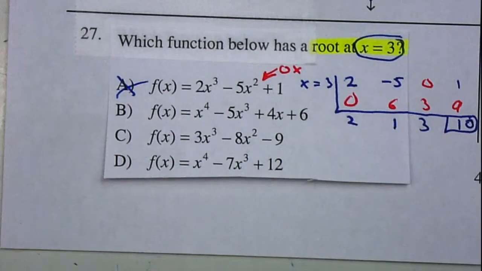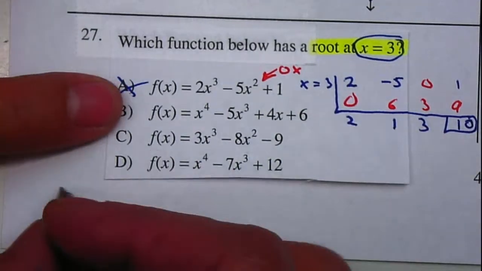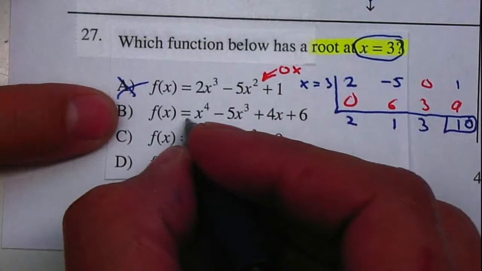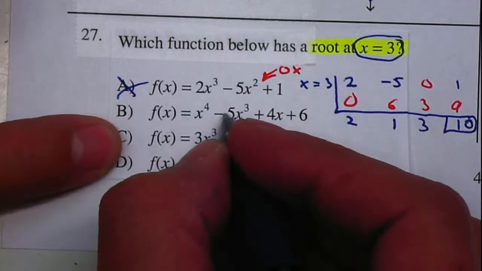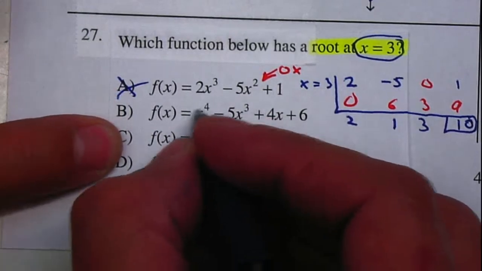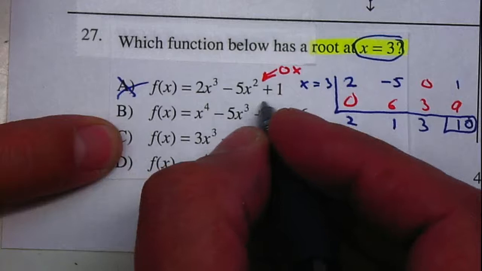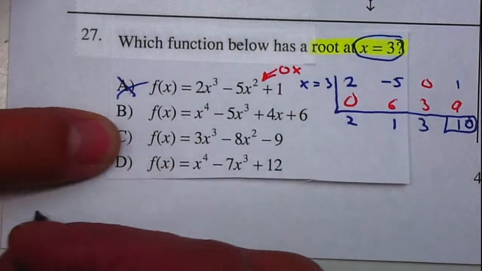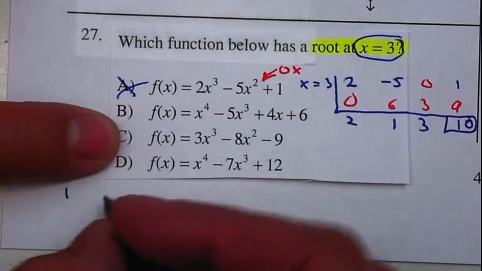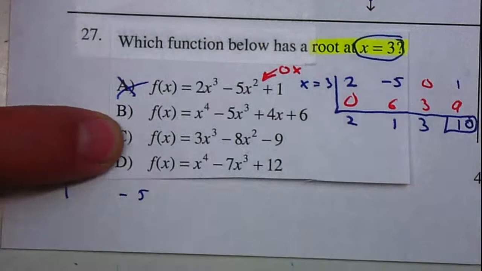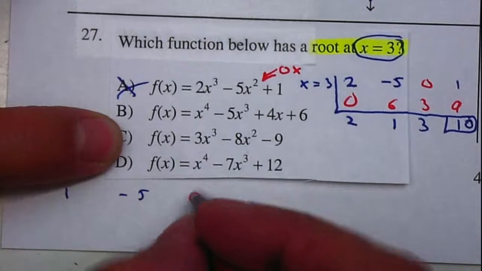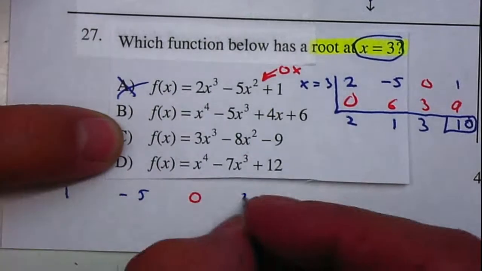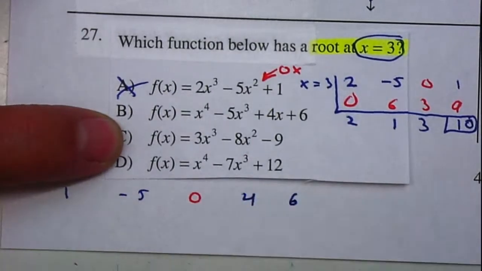Let's try letter B. First, I want to make sure that I'm not missing any exponents. We have a 1, -5. We have an x^4. We have an x to the third. We don't have an x squared. So I'm going to place a 0 instead of the x squared. So we have a 1 and -5, I need a 0 for the x squared, then a 4, and then the 6.